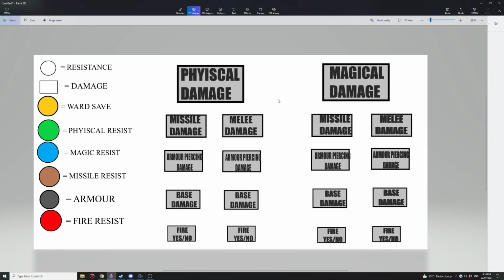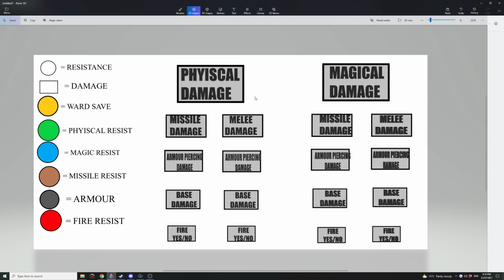And then the next thing that it'll ask for every single attack in the game is whether a unit is doing missile damage or a melee attack. These are mutually exclusive. Armor piercing and base damage are not mutually exclusive. They're just damage values. And fire damage is also mutually exclusive. It's either a yes or no.